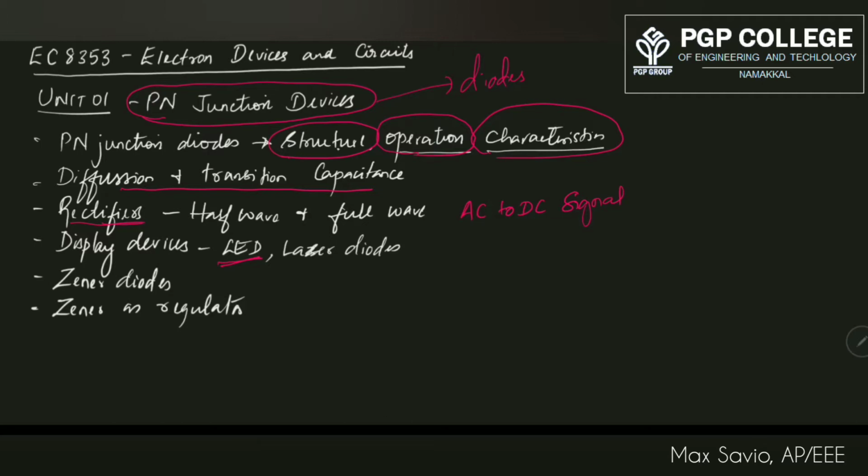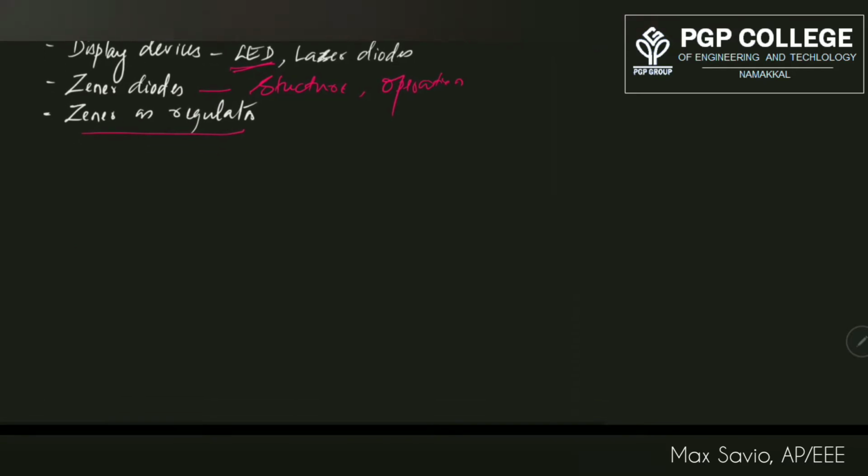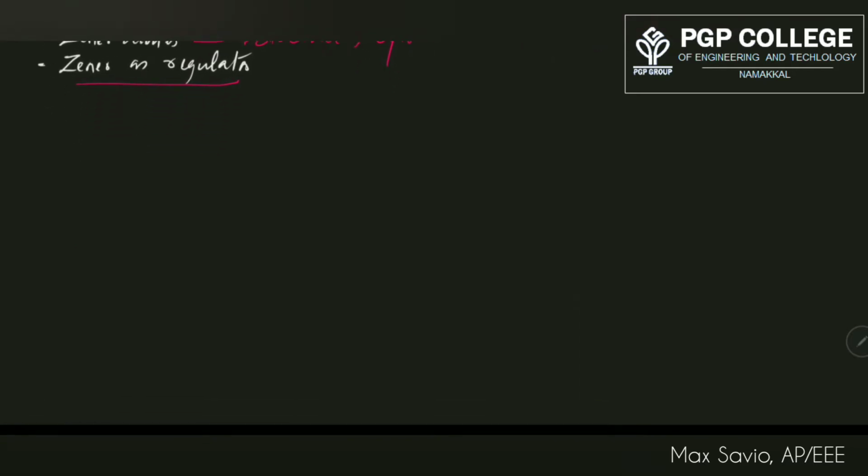For Zener diodes, we will see the structure and the operation, followed by an application related to this as a regulator. A regulator regulates either the voltage or current. We'll see how the Zener diode helps the voltage or the current get regulated. So coming into this unit, we'll see about the PN junction diodes.